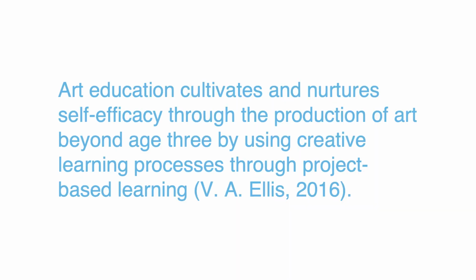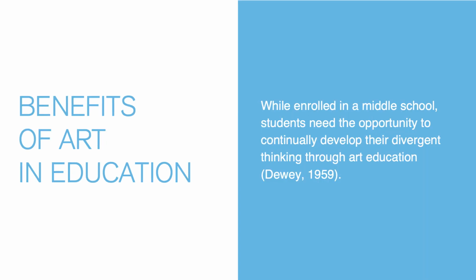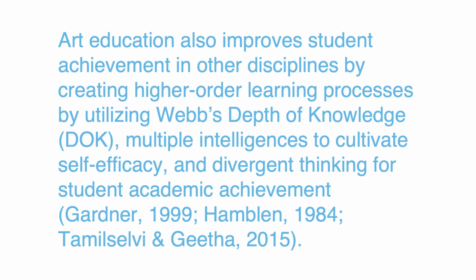Art education cultivates and nurtures self-efficacy through the production of art beyond age 3 by using creative learning processes through project-based learning. While enrolled in middle school, students need the opportunity to continually develop their divergent thinking through art education. Art education also improves student achievement in other disciplines by creating higher-order learning processes, utilizing Webb's Depth of Knowledge and multiple intelligences to cultivate self-efficacy and divergent thinking for student academic achievement.